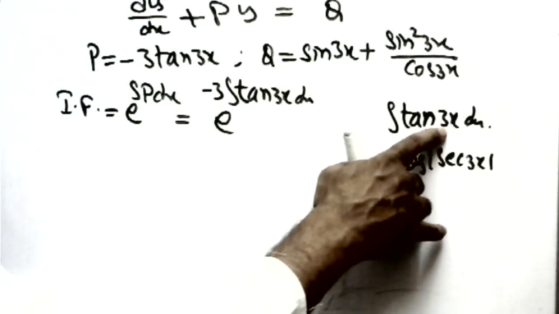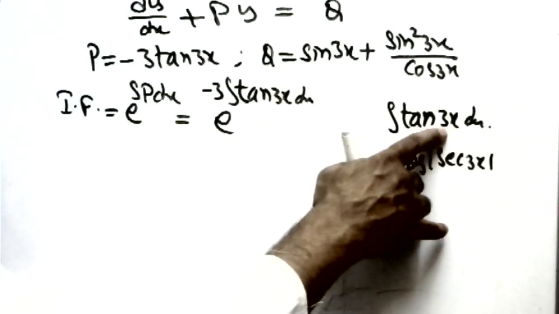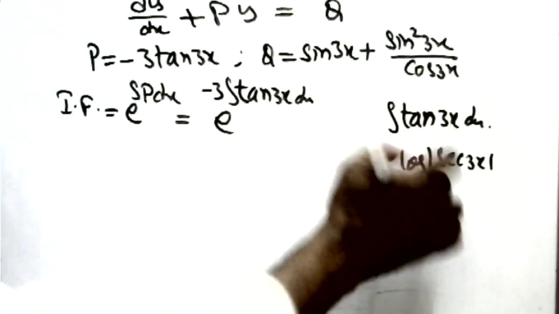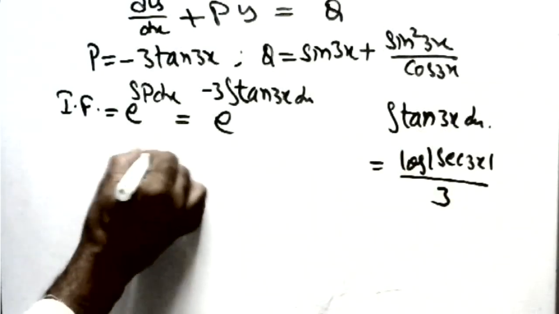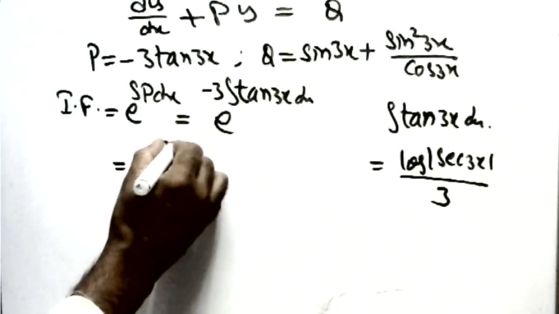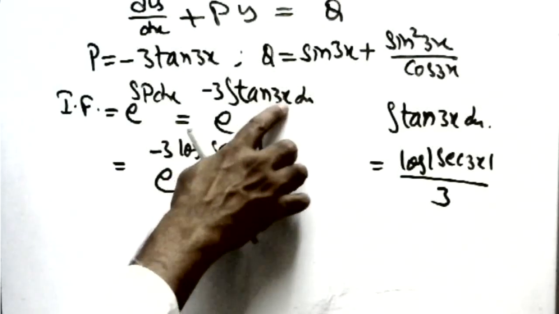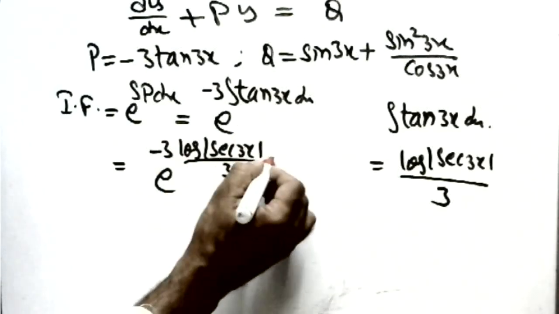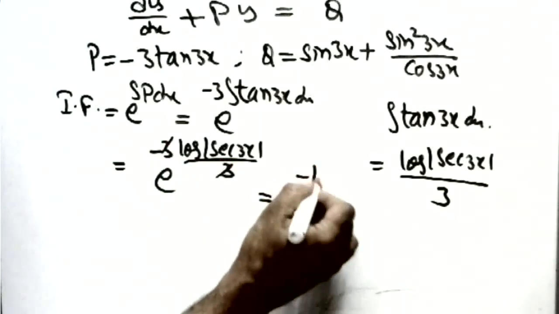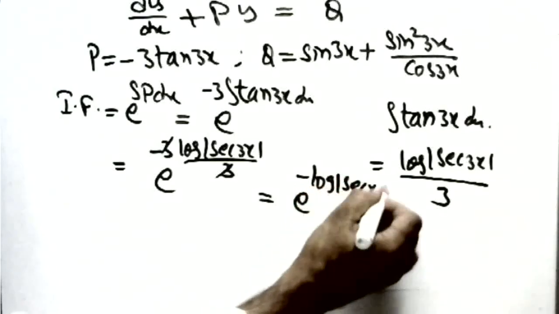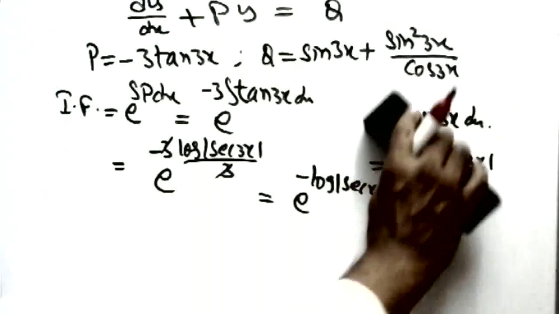But we are having 3 with x now. Whenever we integrate some function, we have to divide with the number attached with x. Here with x we are having 3. So divide by 3. Now watch carefully, equals to e to the power of minus 3 times integration of tan, which is log of mod secant 3x, but we are having 3 with x, so we have to divide by 3. Now this 3 will get cancelled. What is left here? E to the power of minus log of mod secant x.